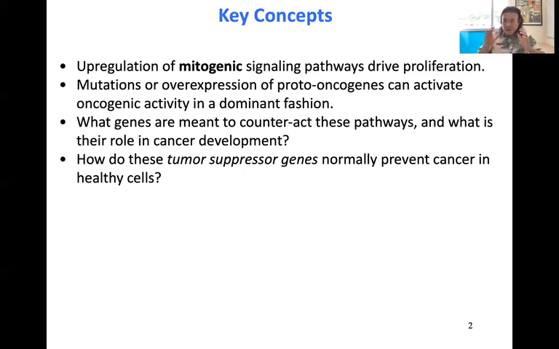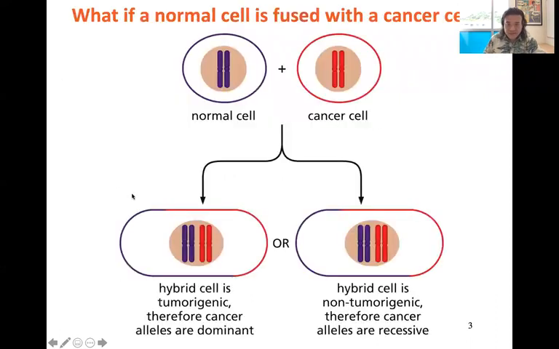Right? So what we are interested in talking about now is, even though it's exciting to talk about oncogenes, because that's what we've been focusing on for the first few weeks of this class, just as exciting and thought-provoking are the mechanisms that are in place to normally keep those potentially oncogenic pathways in check, right? Or under control. So how do these tumor suppressor genes normally prevent cancer in healthy cells?